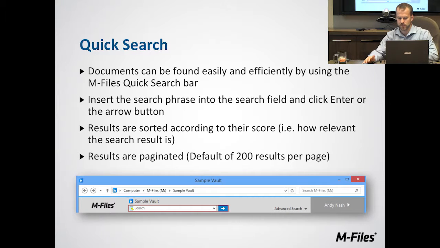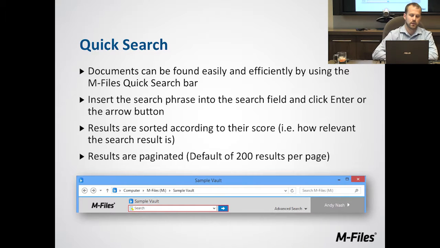Okay, so the quick search really is an efficient and quick way of finding what it is you're looking for. Generally, I'd say 90% of the time you'll probably find what it is you're looking for with the quick search. All you do is enter your search criteria, so the keywords that you're looking for, maybe what type of document it is, the site it pertains to, maybe the lot number, and then you'll get the results that you're probably looking for right at the top of the list.